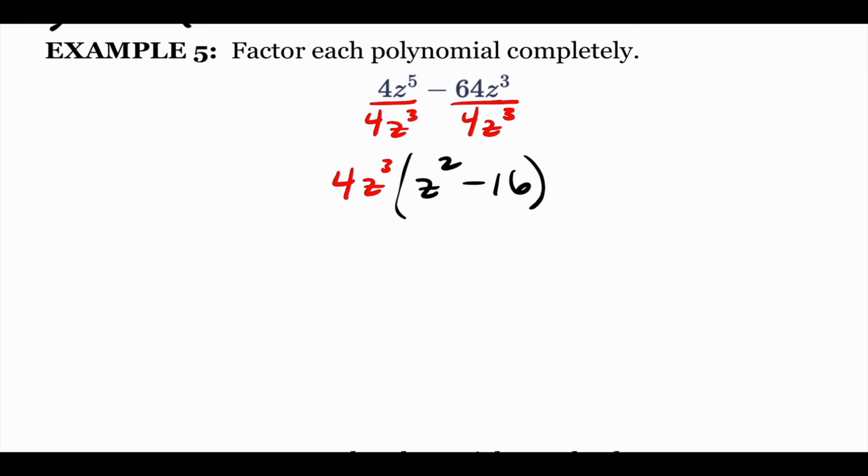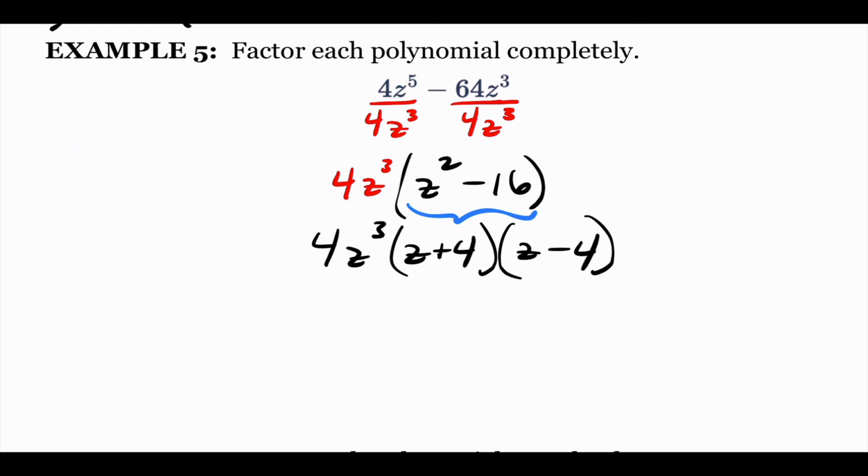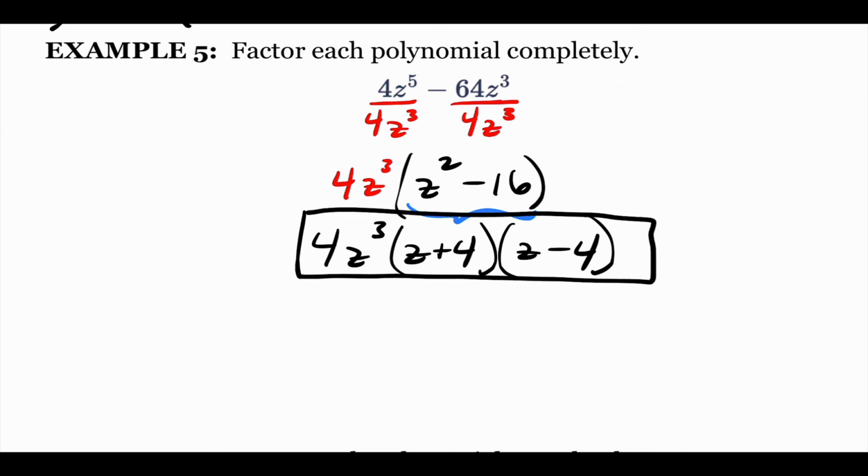Last step, third step, are any of these difference of squares? Is this difference of squares? That one is. So when I break down that one, what is it going to be? z plus 4 and z minus 4. You can do z minus 4 and z plus 4, it could be out of order. It's okay. There you go.